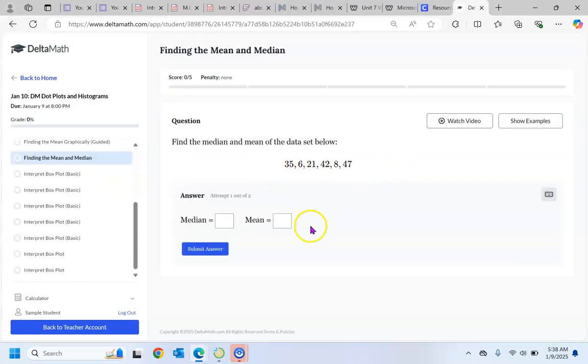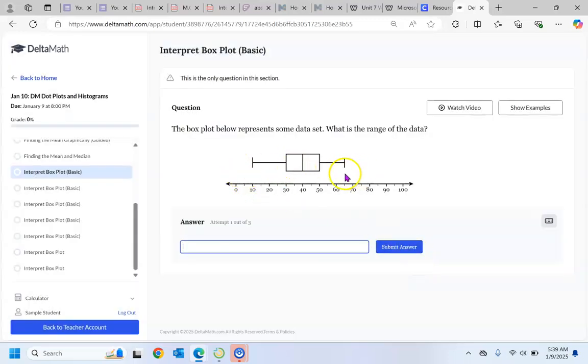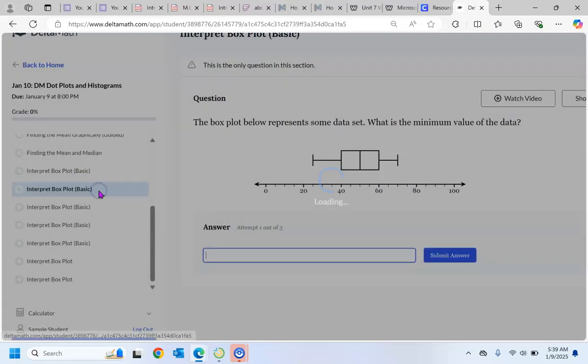You know how to find the mean. Add them all up. This is 1, 2, 3, 4, 5, 6. So then you would divide by 6. The median, you would put these in order. It would be 2 numbers in the middle. So you would have to find the average of that. To do the range, you would just subtract like 65 and 10. So that would be 55.